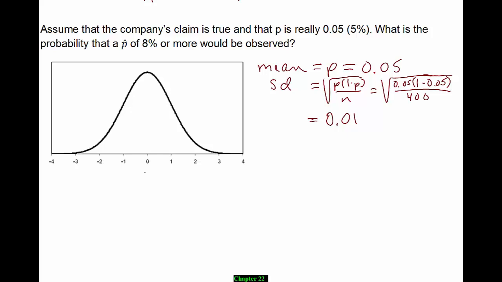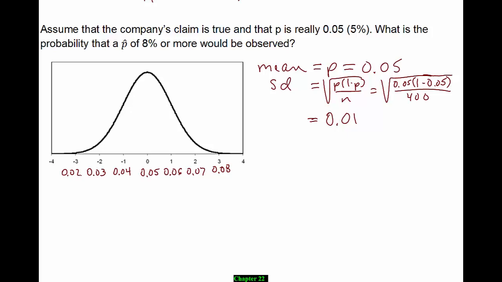So the first thing we label is our mean, and that's 0.05. And we know that our standard deviation is 0.01. So one standard deviation above average would be a P hat of 6% or 0.06. 2 standard deviations above average is 0.07, and 3 standard deviations above average is 0.08. 1 standard deviation below average is 0.04, 2 standard deviations below average is 0.03, and 3 standard deviations below average is 0.02.